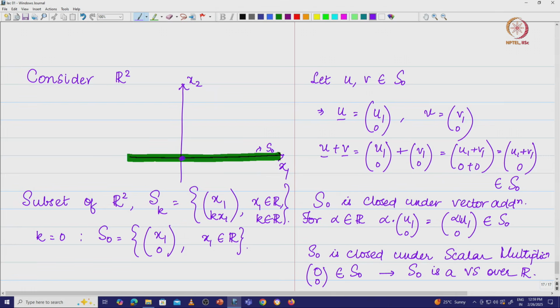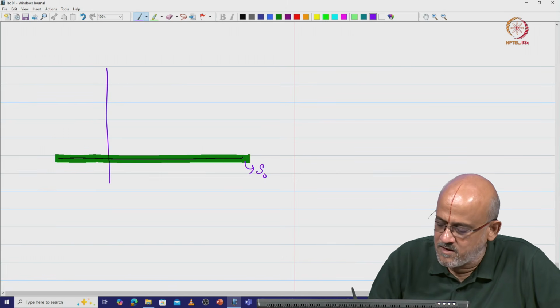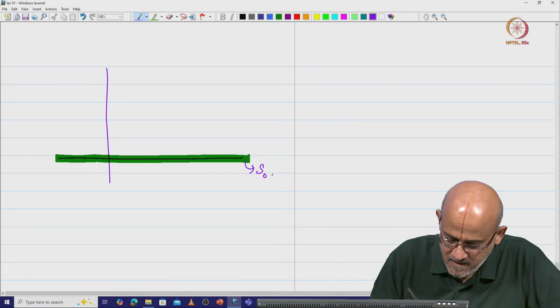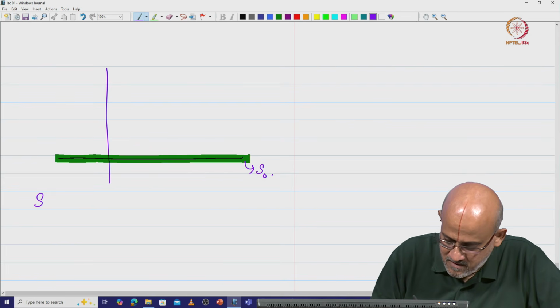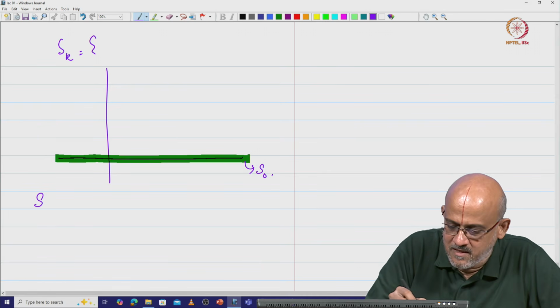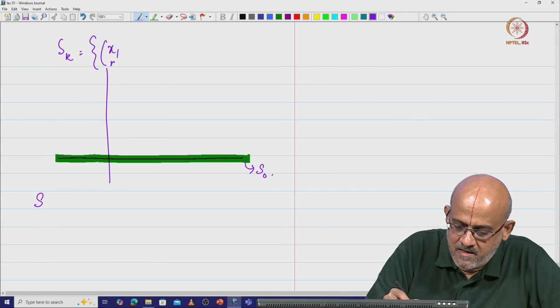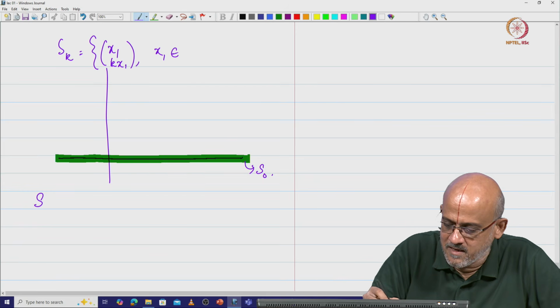Now, what I am going to do, let me do this. I had S naught to be this. So, this was my set S naught. Now, I am going to look at Sk. This is what we said, the set of vectors Sk is nothing but x1 comma k x1, x1 and k in R.